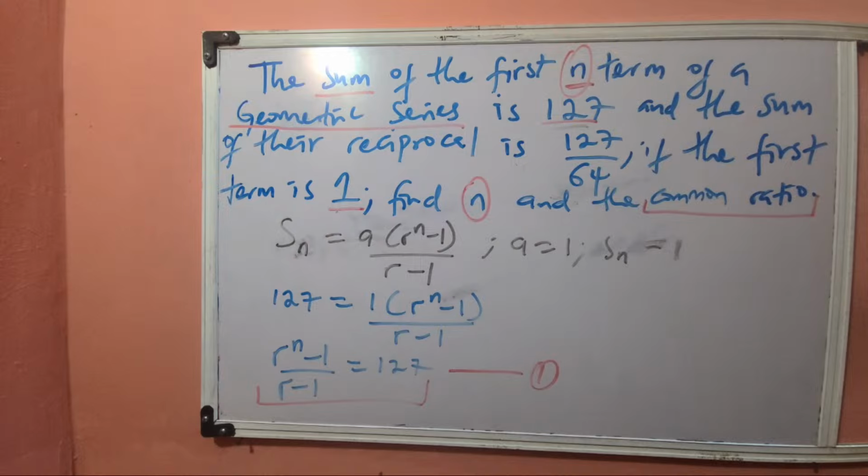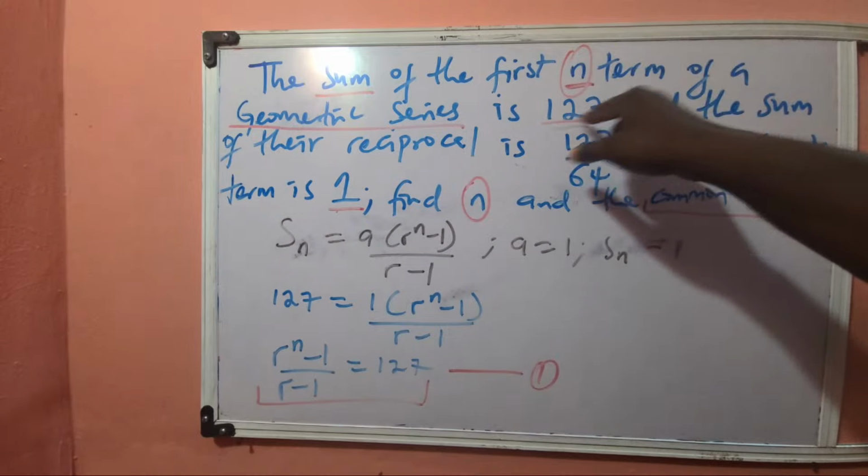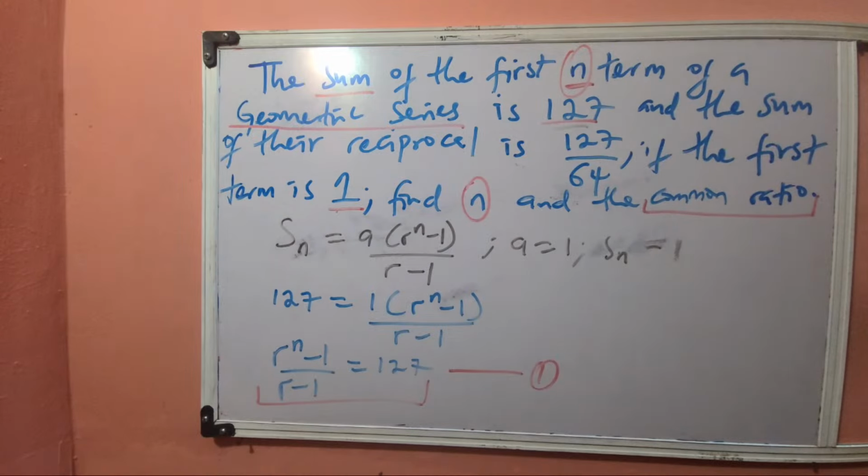Now, what's the next thing I can do from here? I've been able to bring out my solution from the very first detail I was given. Now, the next detail I was given, let's try to tackle that. I was told that the sum of their reciprocal is what? 127 over 64.